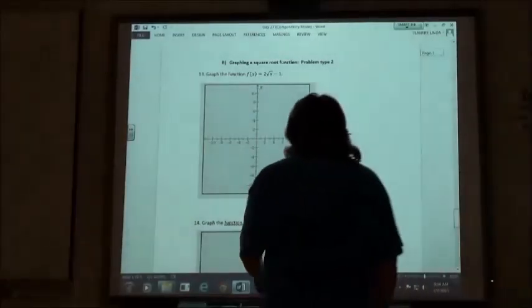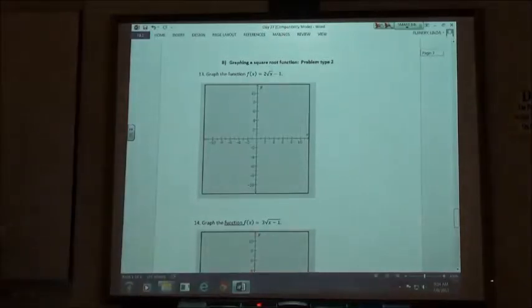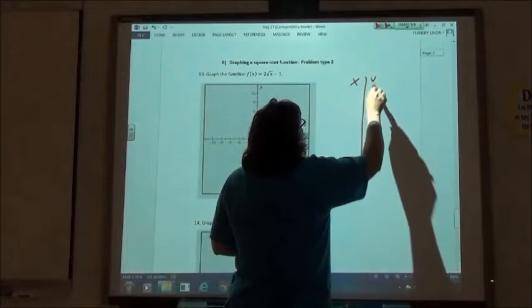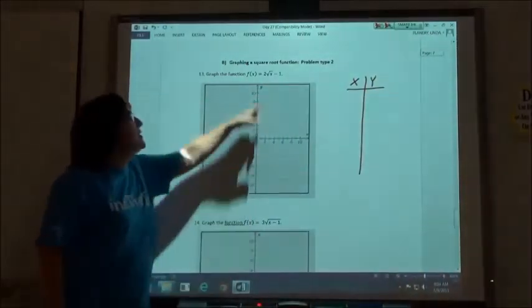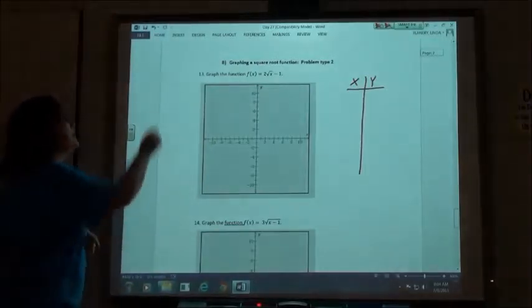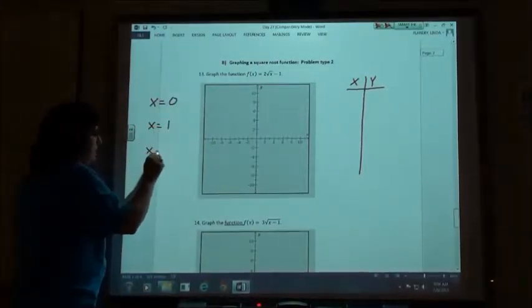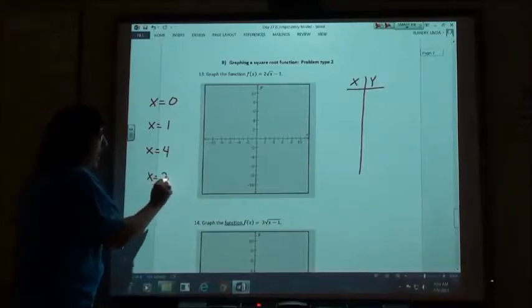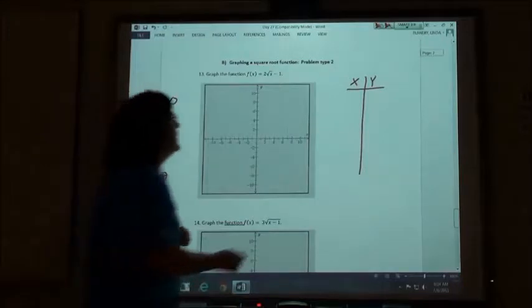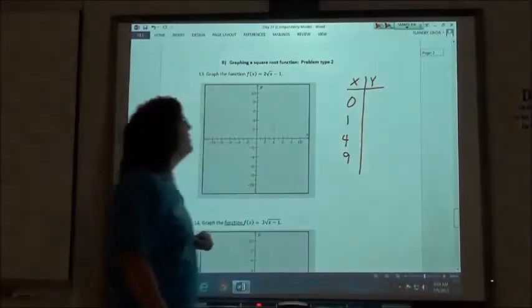And the problem type 2, same kind of thing. I want to figure out what value should go in my table for my x's. And then I'm just going to plug them in and solve. In this case, we just have the plain x underneath there like the first one on the other ones. So x is just going to equal 0, 1, 4, and 9 because we want them all to come out to nice perfect squares. And then we're going to plug them in and solve.